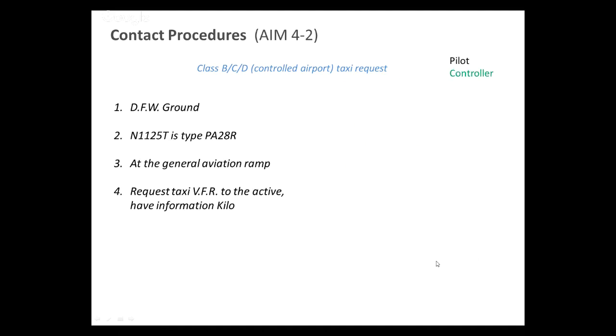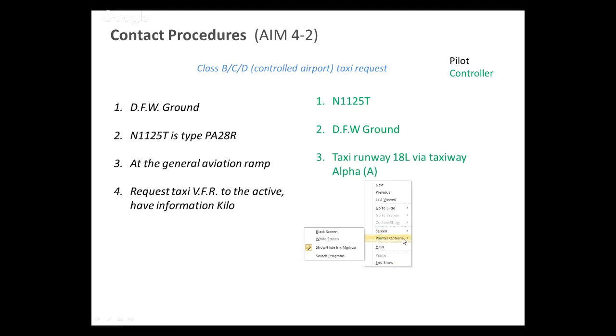And the controller is going to respond to me. Very, again, very similar to how I contacted him. Who's he talking to? November 1125 Tango. Who is he? DFW Ground. And he's going to acknowledge and approve my request by giving me a clearance. Taxi runway 18 left via taxiway Alpha.